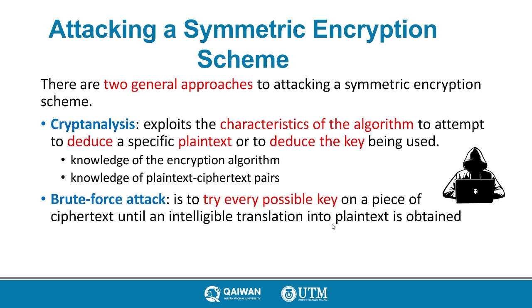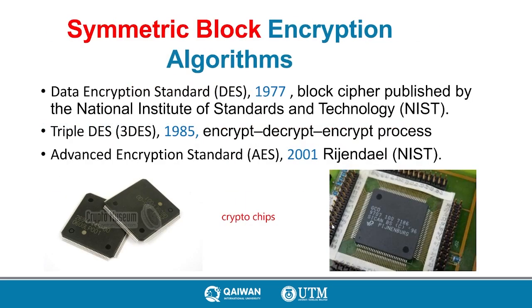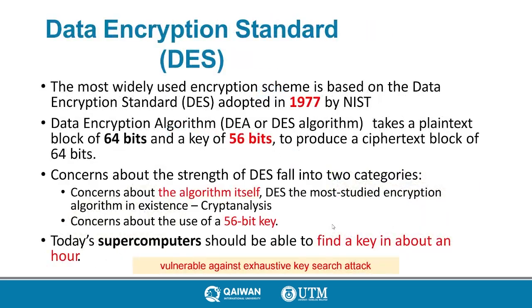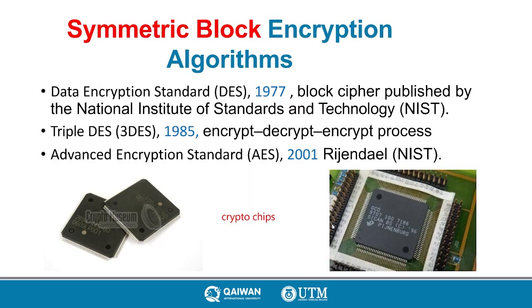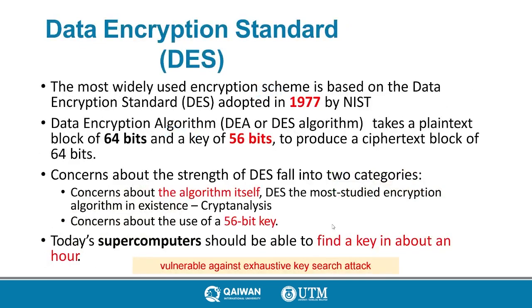A brute force attack is to try every possible key on a piece of ciphertext until an intelligible translation into plaintext is obtained. That would be a brute force attack. Now we have symmetric block encryption algorithms. DES is the first one, triple DES is the second one. DES is the Data Encryption Standard, and triple DES is 3DES, Triple Data Encryption Standard. And of course, in 2001, they got the Advanced Encryption Standard because 3DES was very slow.